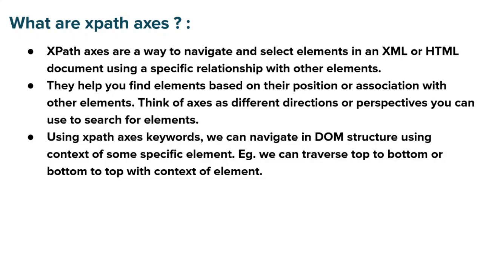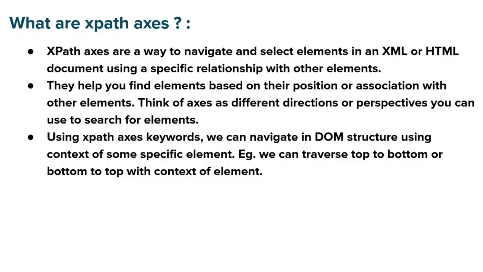XPath axes are a way to navigate and select elements in an XML or HTML document using a specific relationship with other elements. So by using XPath axes, we can find out a specific web element on the web page by using its relationship with some other element. They help you find elements based on their position or association with other elements.